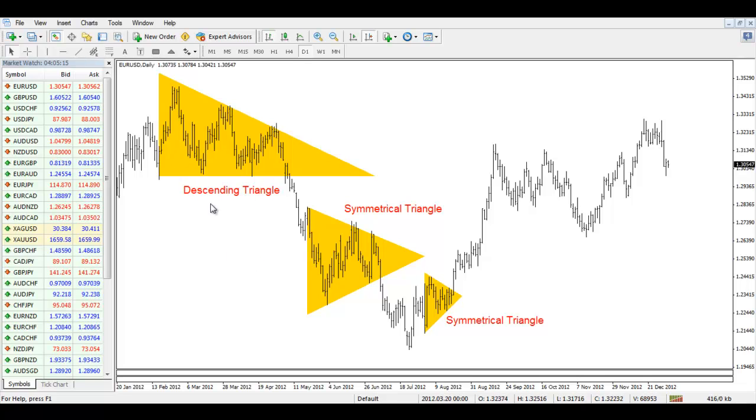And this is just one example of a descending triangle. But the interesting thing is how we move from descending triangle into, in this case, a symmetrical triangle. And the difference between a descending triangle and a symmetrical triangle is that a descending triangle has one horizontal level that gets broken. Symmetrical triangles have no horizontal levels. They are trend lines that get broken.